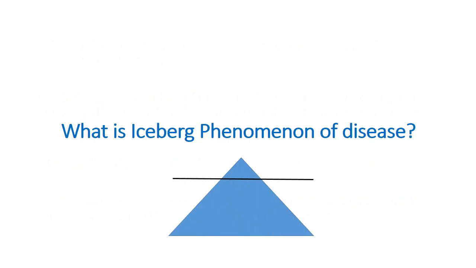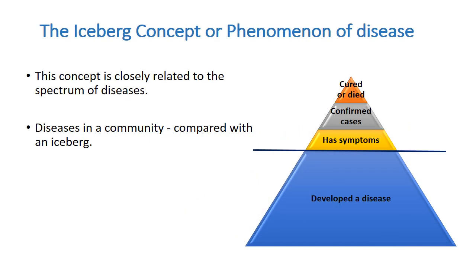So now that we know what is an iceberg and the composition of the iceberg, let us proceed to learn about iceberg phenomenon of disease. The iceberg concept of disease or the iceberg phenomenon is closely related to the spectrum of diseases or the natural history of diseases. In this concept, the diseases existing in a community is compared with an iceberg.